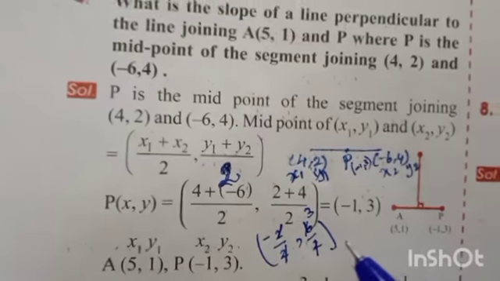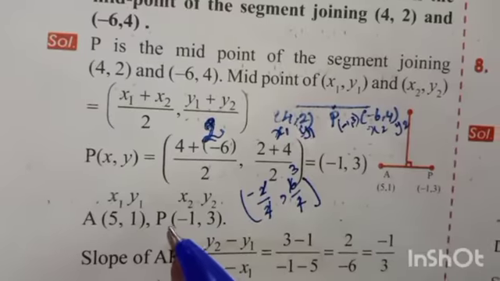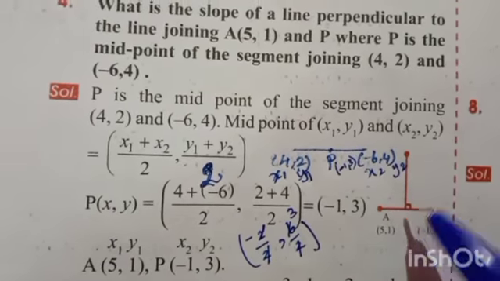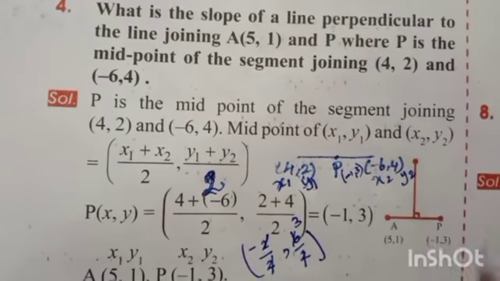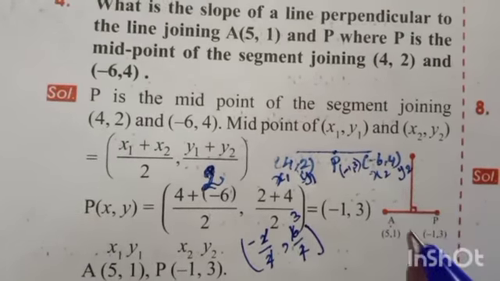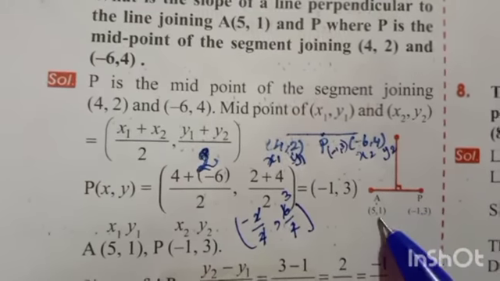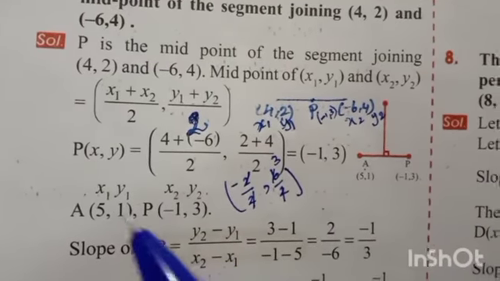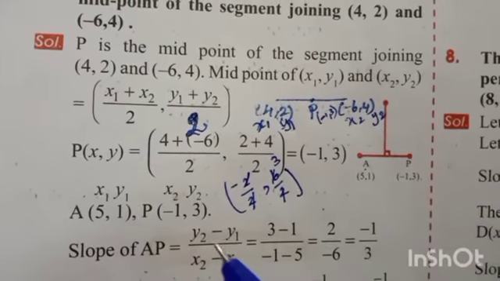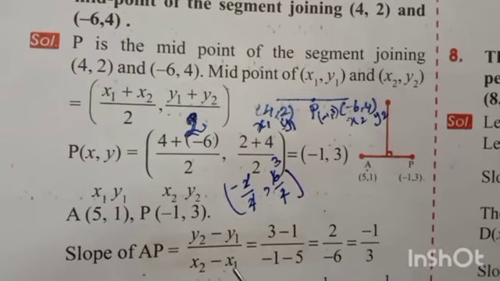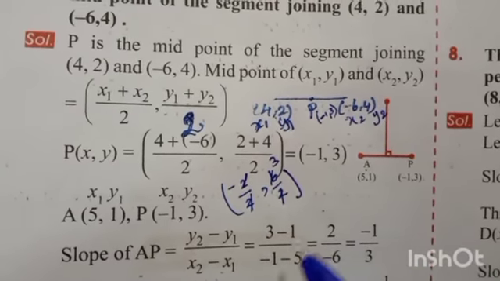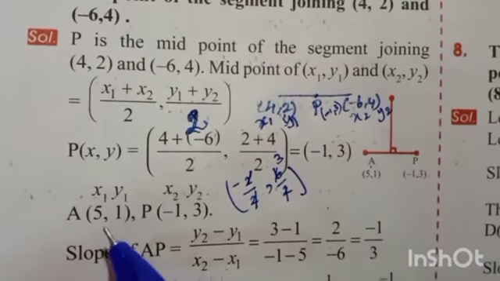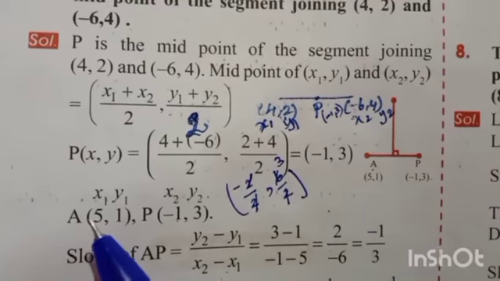Now you have to apply the slope formula for AP. We want to find the slope of the line joining these points, (x1, y1) and (x2, y2). When two points are given, you use the slope formula (y2 minus y1) by (x2 minus x1). So that is equal to (3 minus 1) by (x2 is minus 1, minus 5).